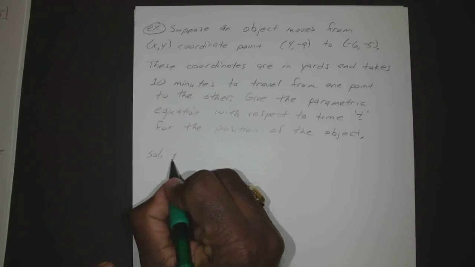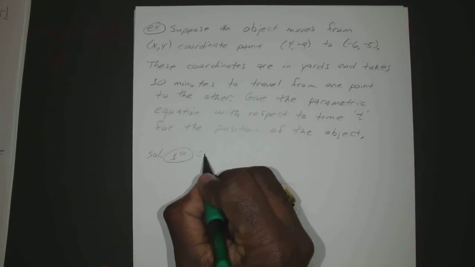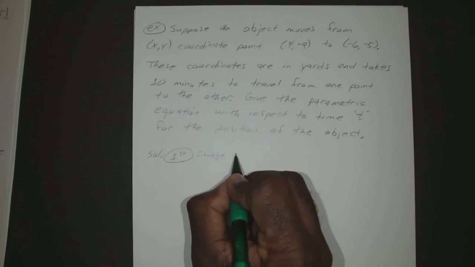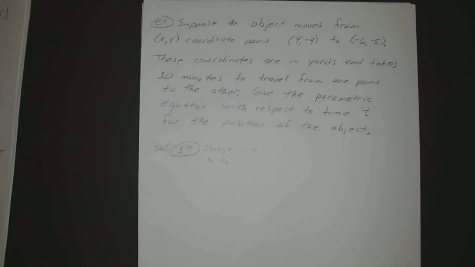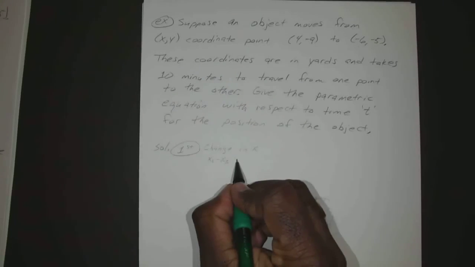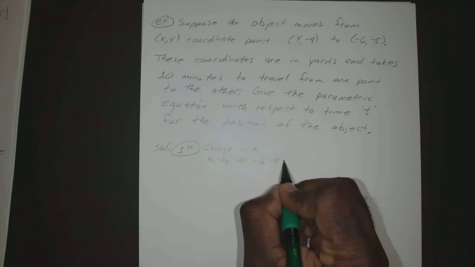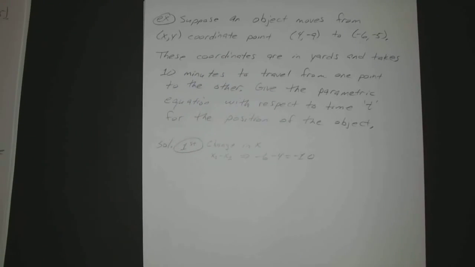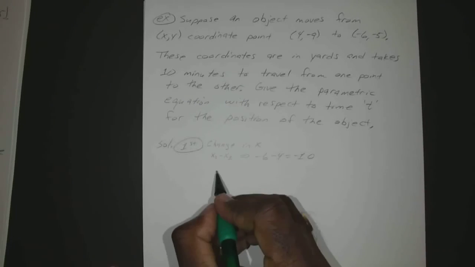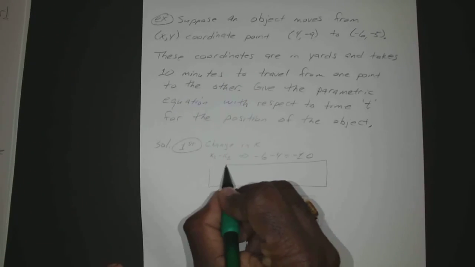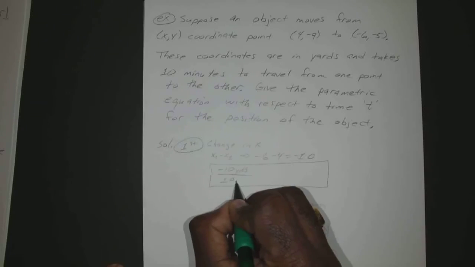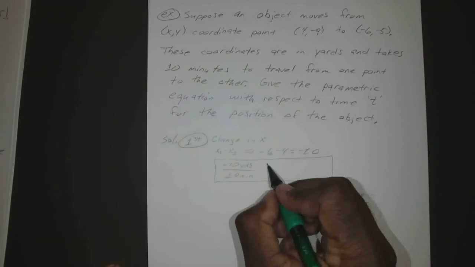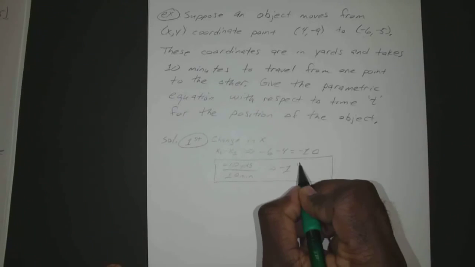Okay, so the first thing we want to do is find our change in x, which we know is our x2 minus x1. Okay, so our -6 minus 4 is -10. So that means we went -10 yards in 10 minutes. Okay? Or -1 yard per minute.